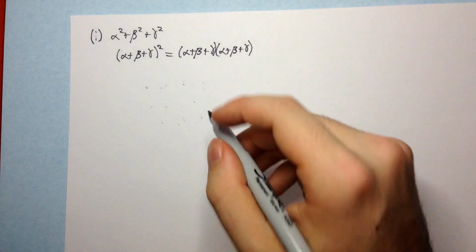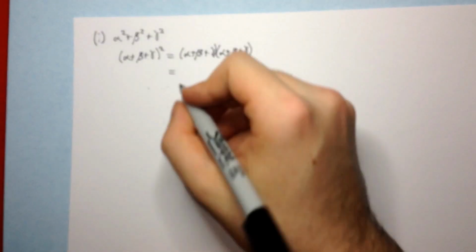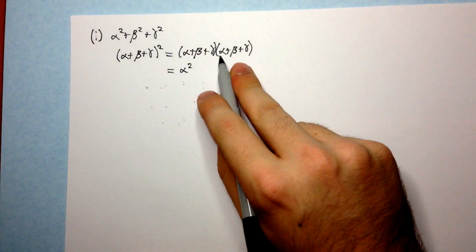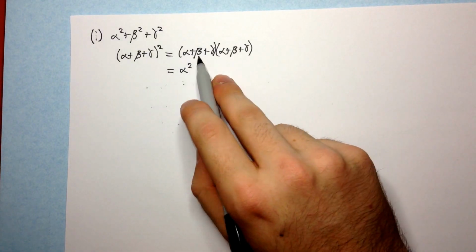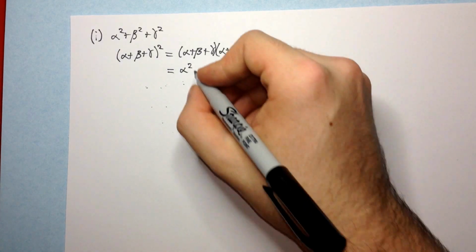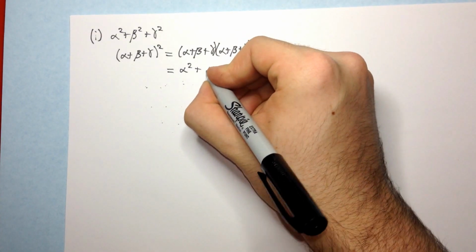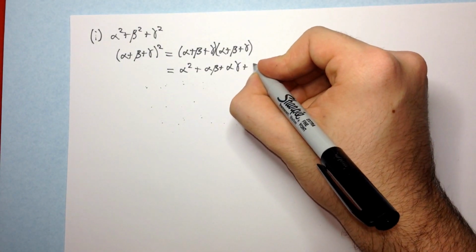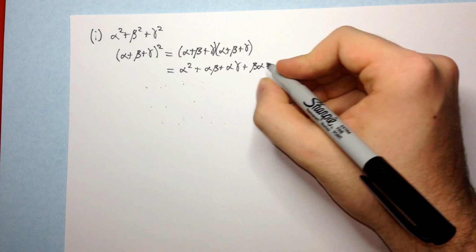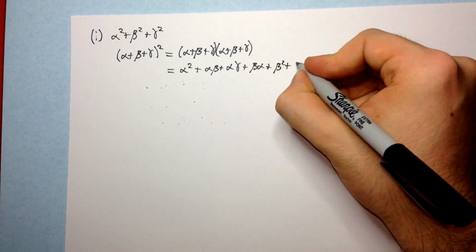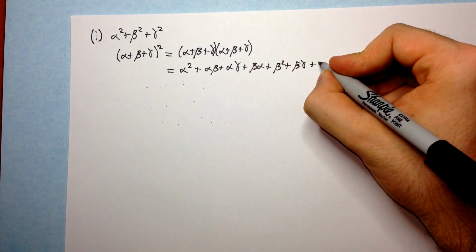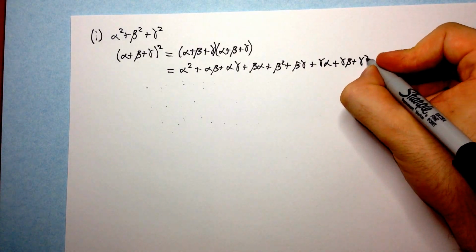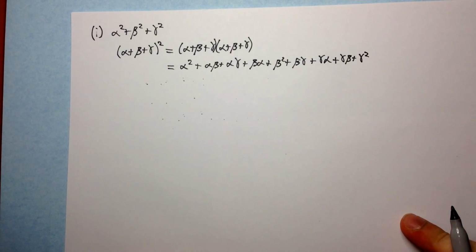So to expand this, which I'm sure everyone knows how to do, you just distribute the alpha through this parenthesis, the beta through this parenthesis, and the same for gamma. So alpha squared plus alpha beta plus alpha gamma plus beta alpha plus beta squared plus beta gamma plus gamma alpha plus gamma beta plus gamma squared. Alright.